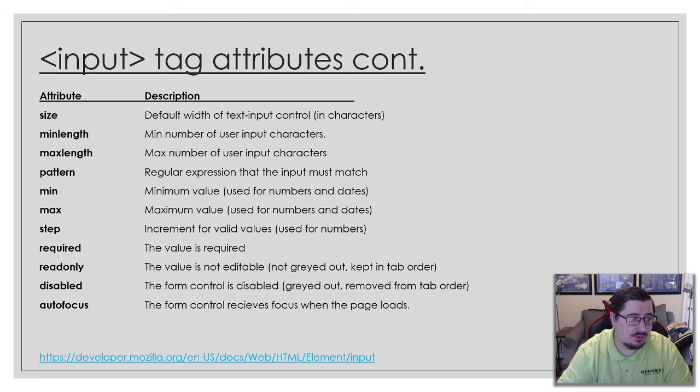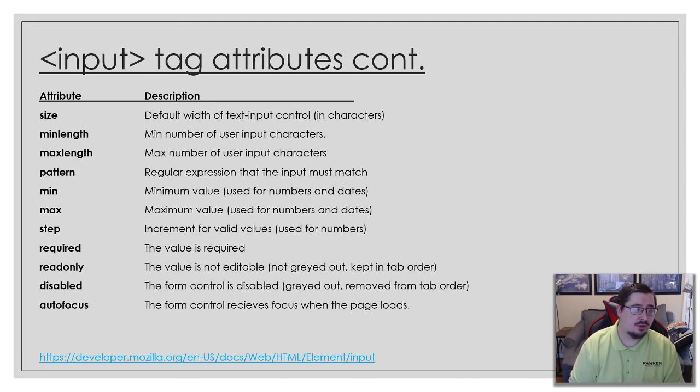Pattern. The pattern attribute lets you specify a regular expression that whatever the user types in has to match in order for the field to be valid. I won't go too much into that right now. That's a whole lecture in and of itself, just how to specify the pattern. But that pattern's often used for things like email addresses and phone numbers and zip codes, credit card numbers, all sorts of things that have a common pattern.